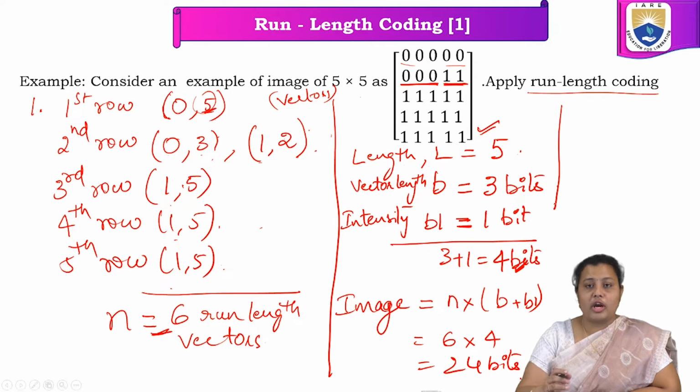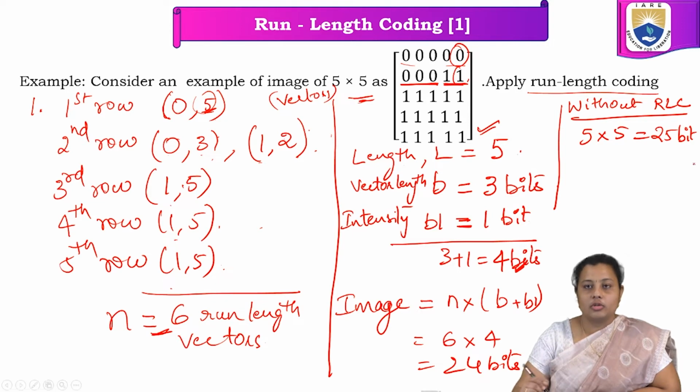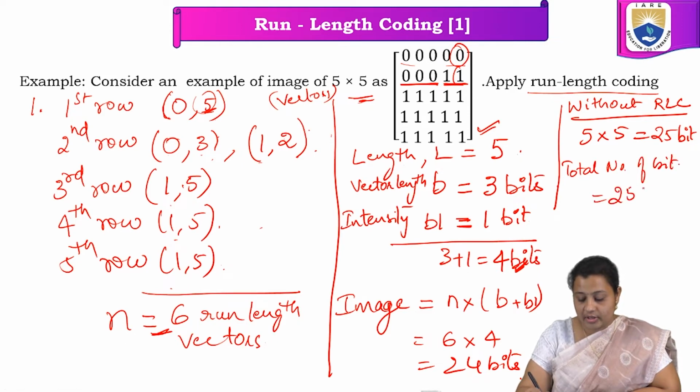Okay. So if we are not using RLC coding, we have 5 cross 5 as the image. We are talking about without RLC. Then the total number of pixels is 5 cross 5, which is equal to 25, right? Now each intensity value is either 0 or 1. So how many bits do we require to represent the intensity value? It is 1. So the total number of bits required to represent the image without RLC is 25 bits.